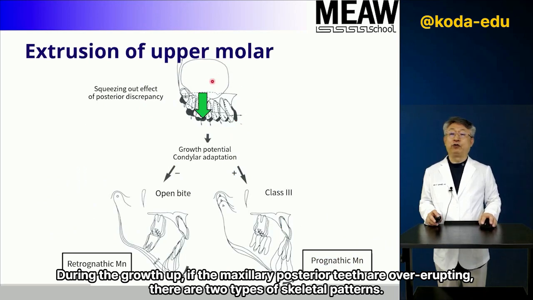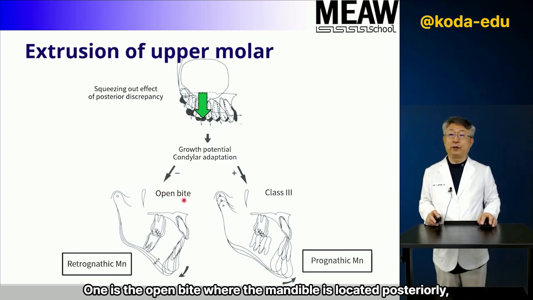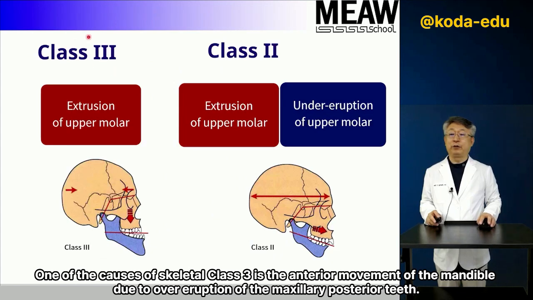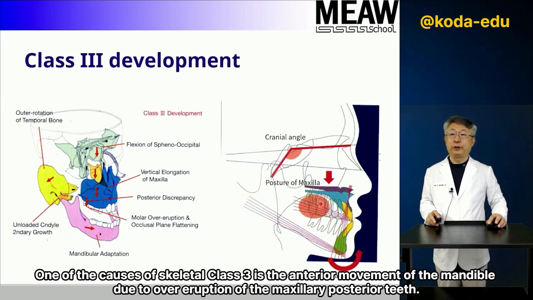During growth, if the maxillary posterior teeth are over-erupting, there are 2 types of skeletal patterns. One is the open bite, where the mandible is located posteriorly, and the other is Class 3, where the mandible is located anteriorly. One of the causes of skeletal Class 3 is the anterior movement of the mandible due to over-eruption of the maxillary posterior teeth.